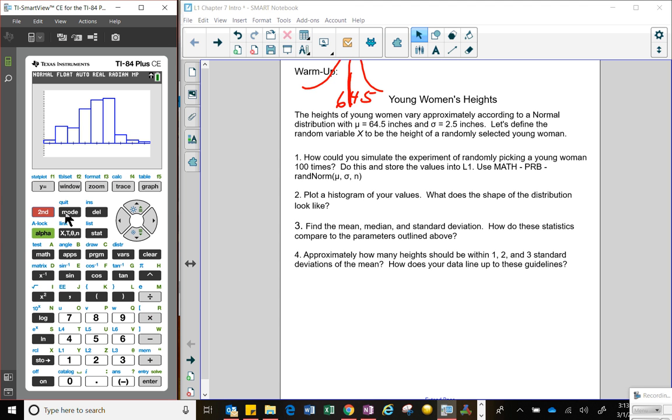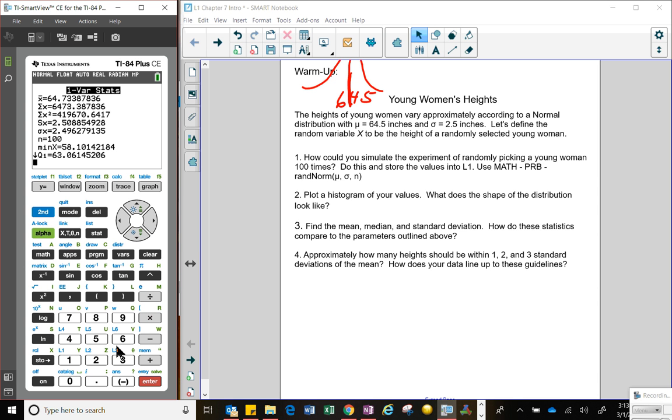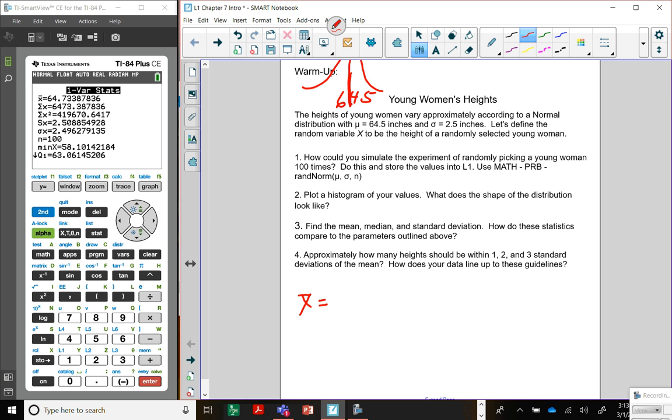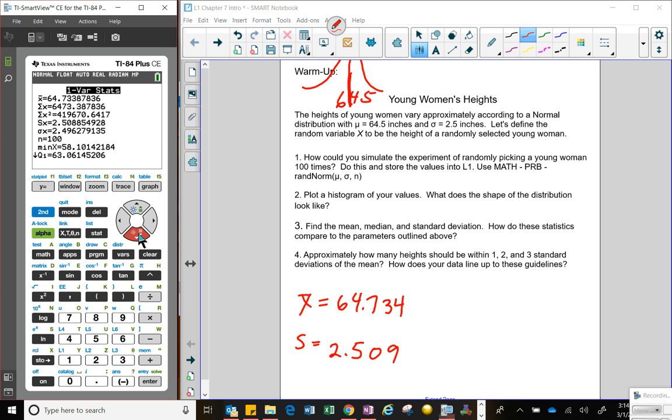But if I were to find the mean, median, and standard deviation in question number 3 here, I'm going to go second quit, stat, calc, one variable statistics of L1, and I want to get this out of here because I don't want it to be weighted. So I just want the mean, median, all that good stuff. This tells me that from my sample, the mean of the sample is 64.734 inches. My standard deviation from my sample is 2.509 inches. My median, if I scroll down a little bit, is 65.105 inches, right? And that kind of lines up to what the population should be.